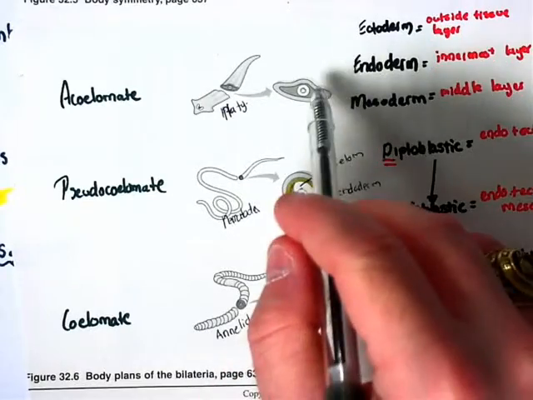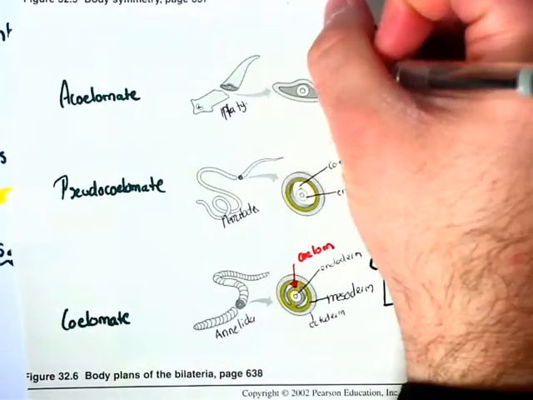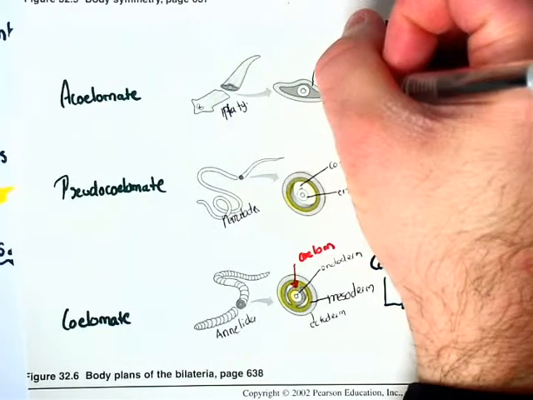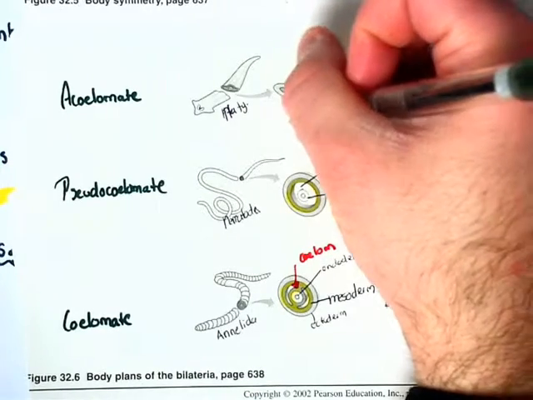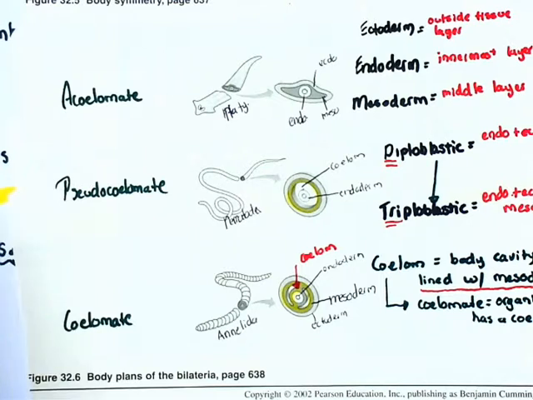Now, do you see a body cavity in the top one at all? I don't see a body cavity at all. I do see my ecto, my meso, and my endo, but I don't ever see a body cavity, a hole that's formed. Cool?